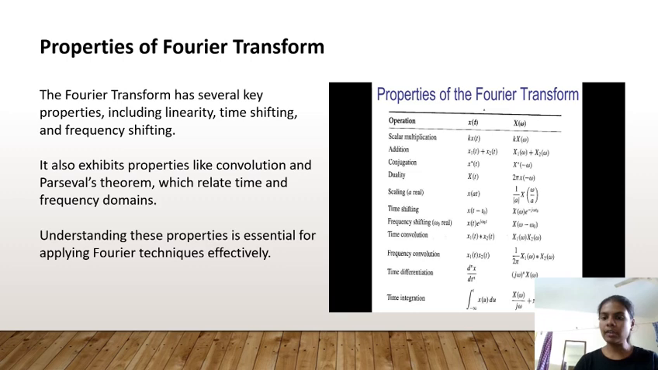Time shifting: x(t minus t naught) is equal to X(omega) times e power minus j omega t naught. Frequency shifting. Time convolution: x1(t) convolved with x2(t) is X1(omega) times X2(omega). In time convolution, the convolution changes into multiplication in frequency domain. Next, frequency convolution: x1(t) times x2(t) is 1 by 2 pi X1(omega) convolved with X2(omega). These are the properties of the Fourier transform.